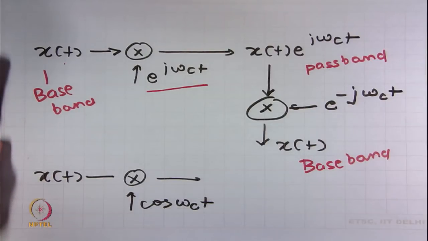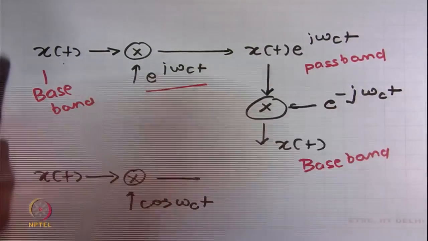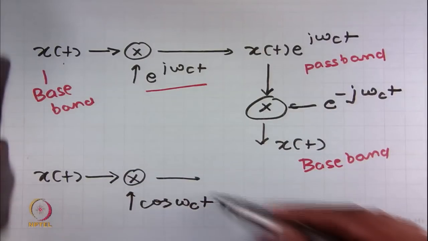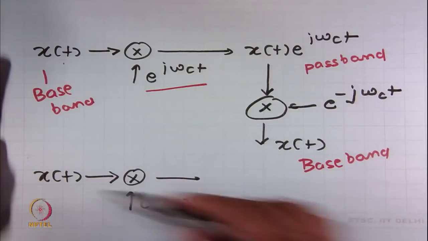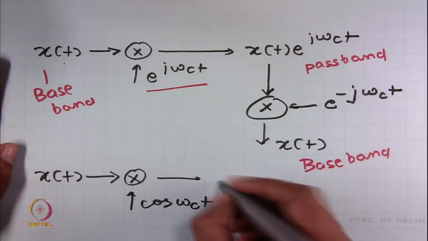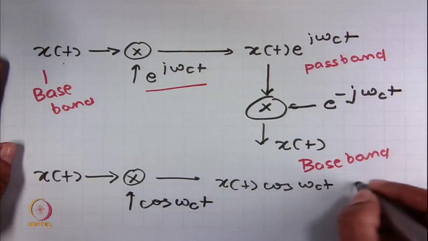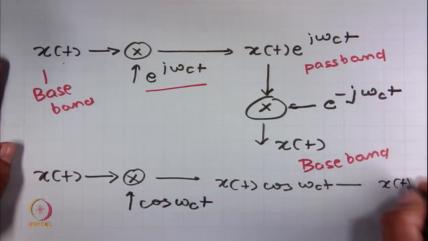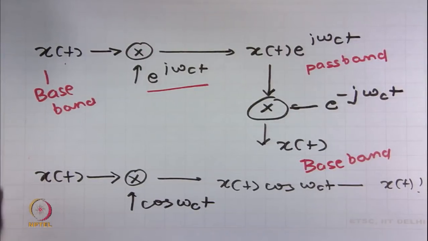The point that I am just trying to emphasize is that instead of multiplying this with e to the power j omega c t, in reality we will multiply this with cos omega c t. And now it will be a little bit harder to think about how you can go from x t cos omega c t to x t. Little harder, but it is not that hard. We will see how we can do this once we go into detail in this passband to baseband conversion.